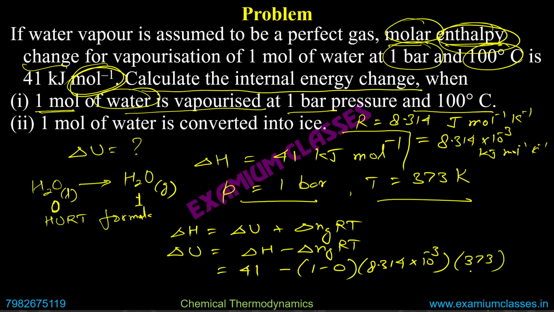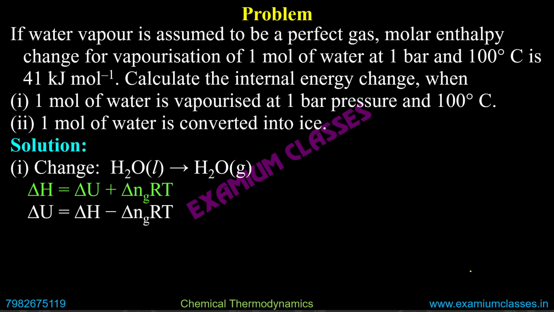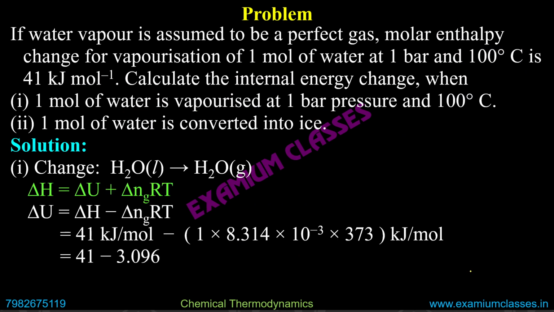So when you solve it, you get the value 3.096, because delta Ng is 1 minus 0, that is 1. So when you solve it, you will get 37.904 kilojoules per mole change in internal energy. That is the answer of the first part.